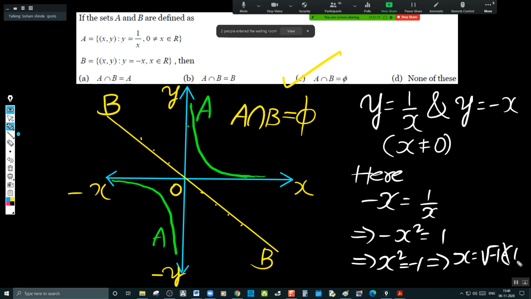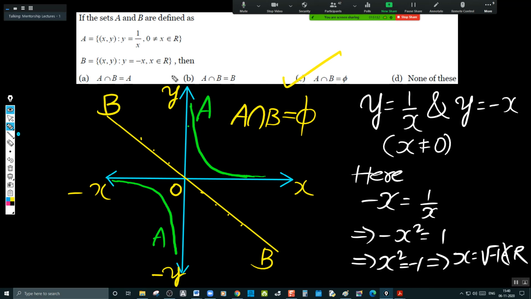Does not belong to real number system, please. That's what it is. I explained you in two different ways: one graphically, other one algebraically. No real roots present here. Roots means it is a common value to both. So both do not have the common value. Hope you understand this now, everyone.